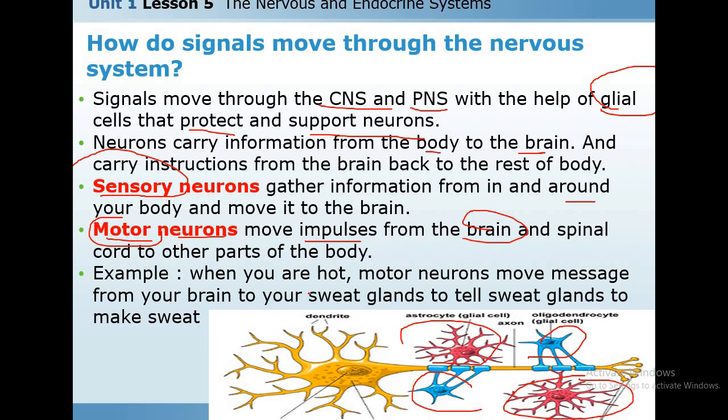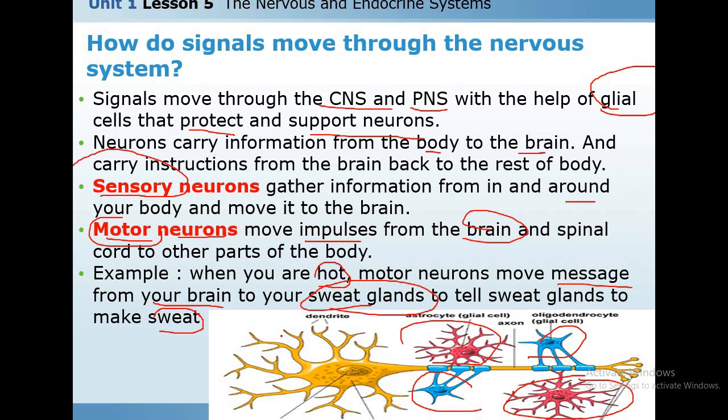For example, when you are hot, when the temperature is very hot, what happens? Motor neurons move a message from your brain to your sweat glands, which are responsible for releasing sweat, to tell the sweat glands to make sweat. Sweating keeps your body cool.